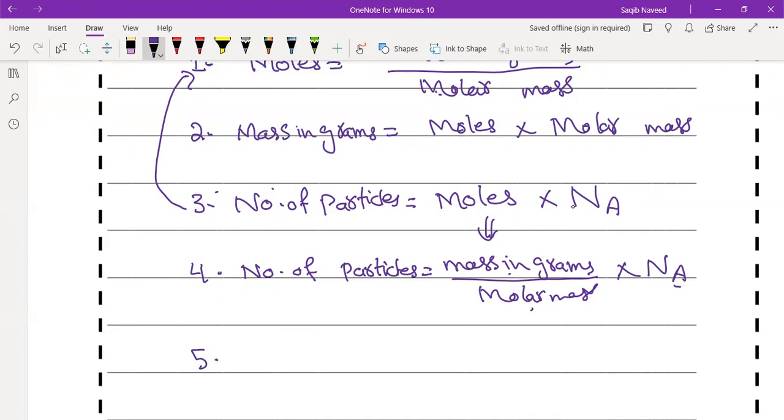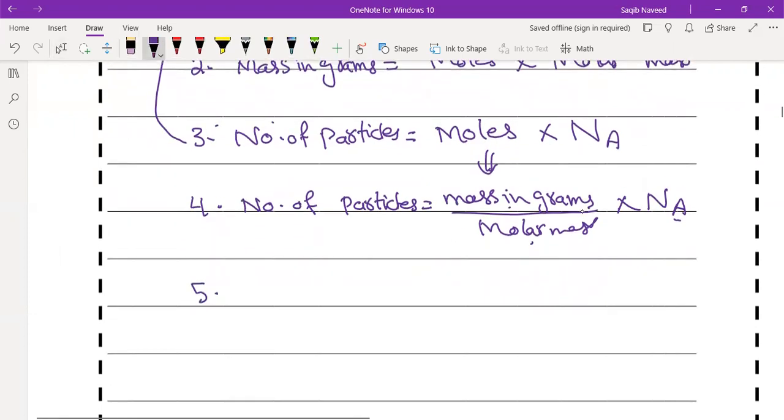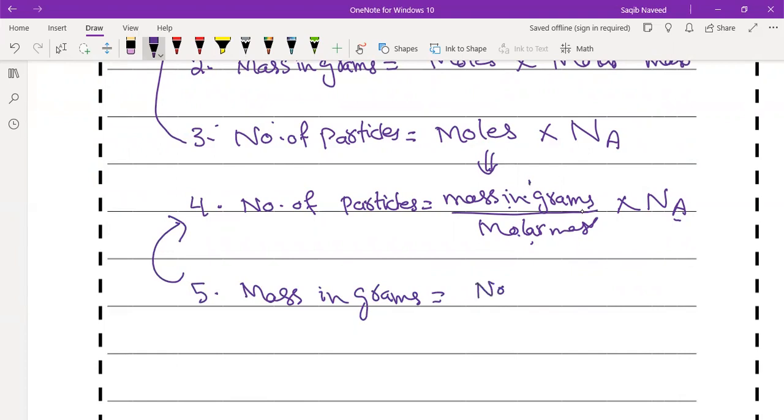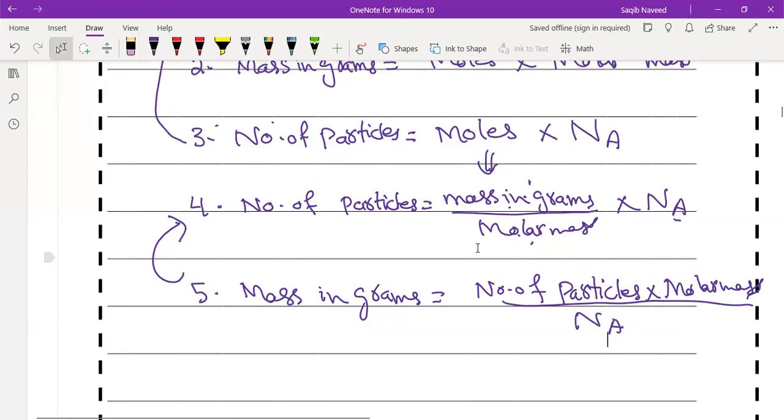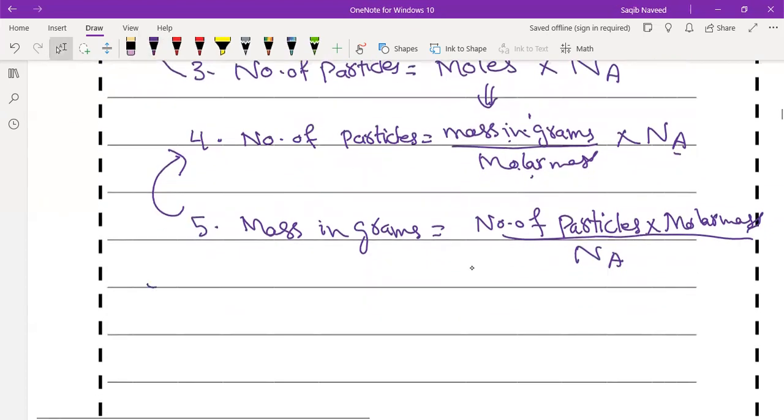Now another formula. First, how to find mass in grams? That is mass in grams. That will be equal to, you can take help from formula number four. So mass in gram will be kept there and molar mass is dividing. It will be multiplied with number of particles. So number of particles times molar mass divided by Avogadro number. So these are the five basic formulas which we use in the moles calculation.